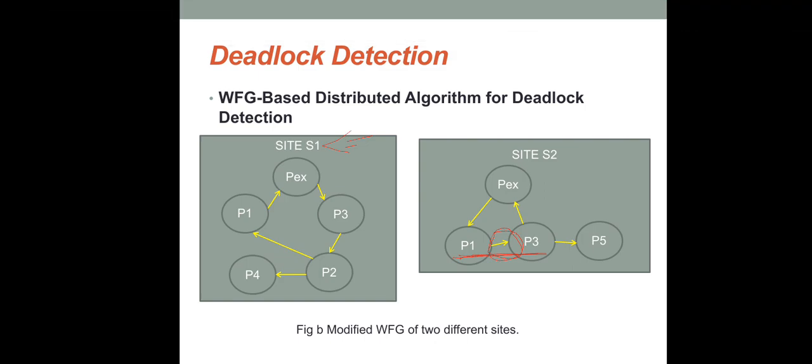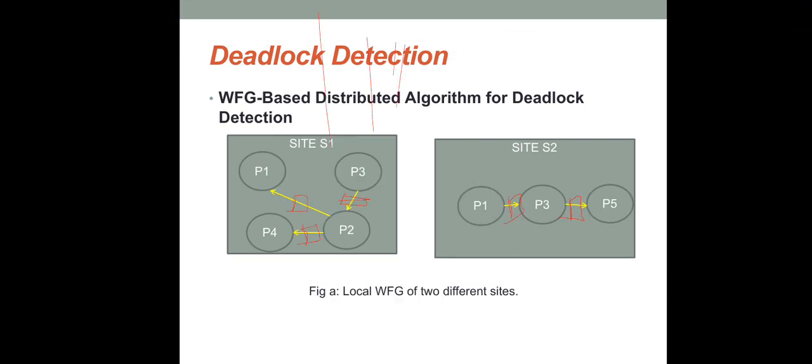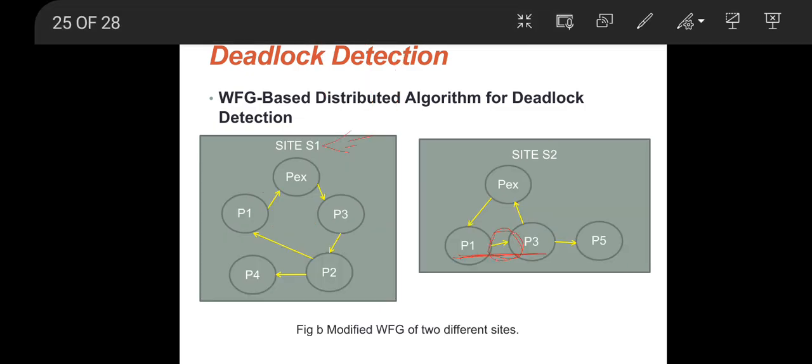So that is why in the local wait-for graph there was no edge from P1 to some other node, because edges are added based on the resources. So we can see here P1 is waiting for a resource of site S2, so an edge from P1 to Px is added.